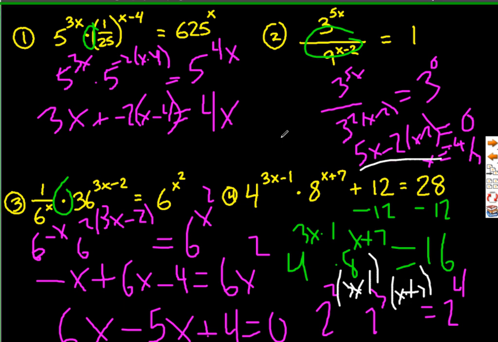So that's the main one I wanted to look at, was this problem right here, where you have to add or subtract that 12 over in this case before you can solve the rest of the problem.